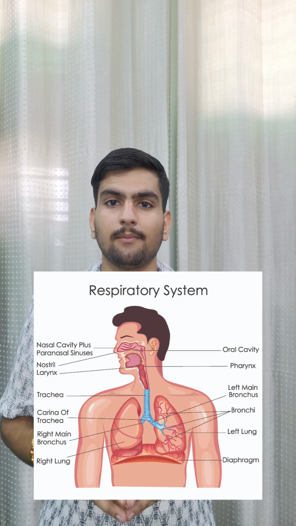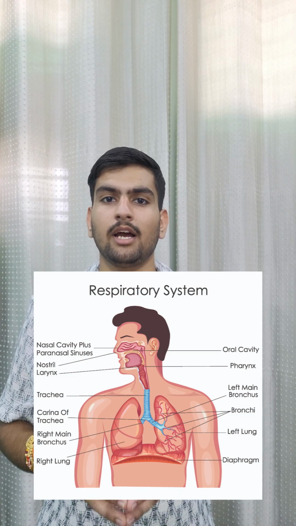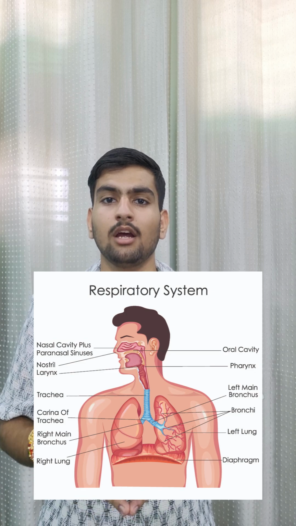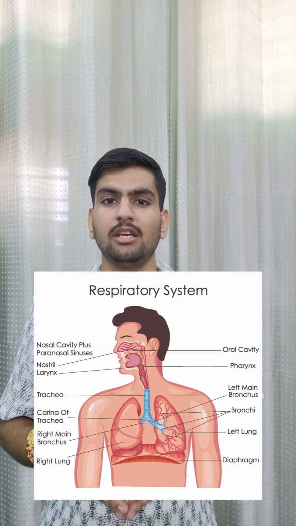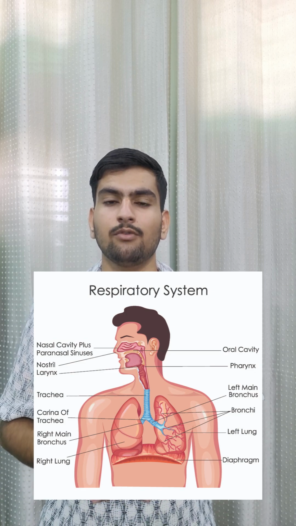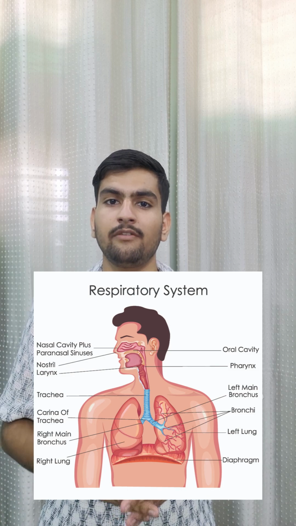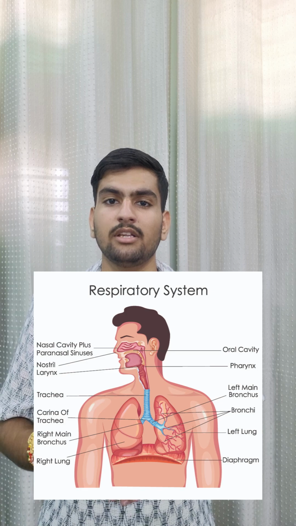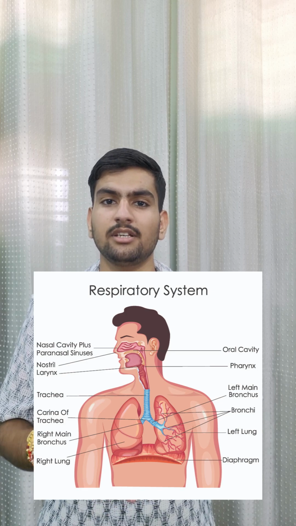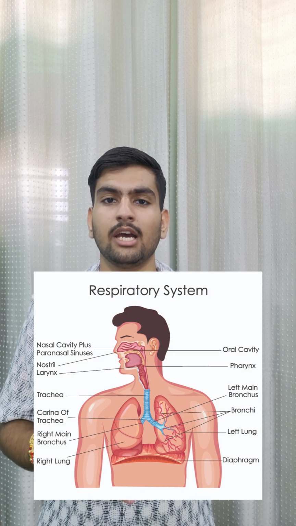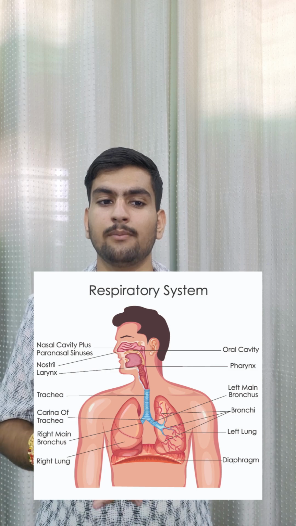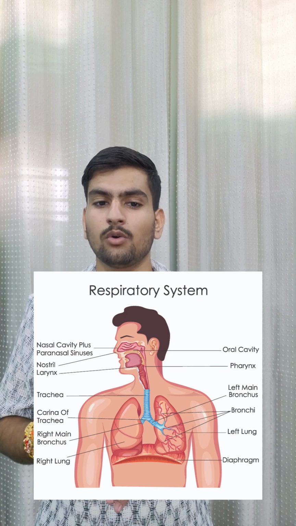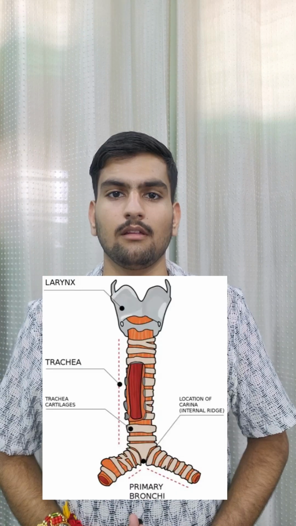The nasal passage is separated from the mouth cavity by a hard bony palate so that we can breathe even when we are eating food. The part of the throat between the mouth and the windpipe is called the pharynx. The pharynx is the region from where air enters into our windpipe. The windpipe is also known as the trachea.